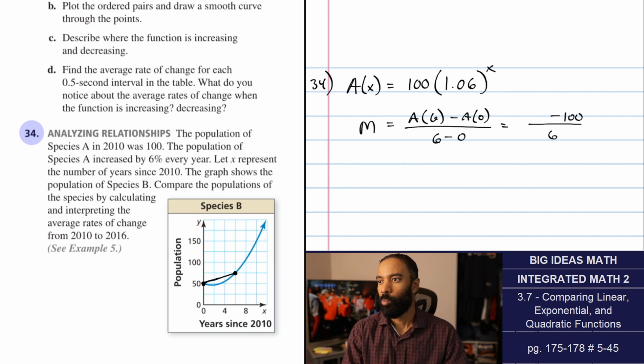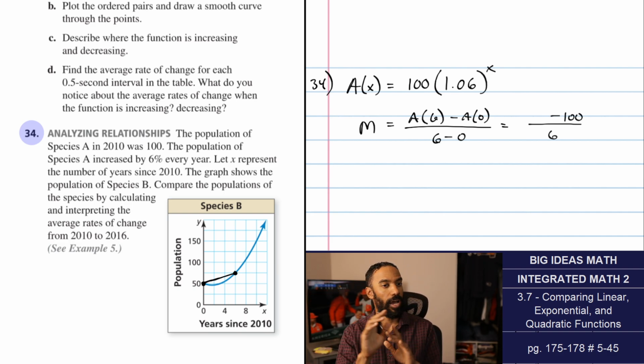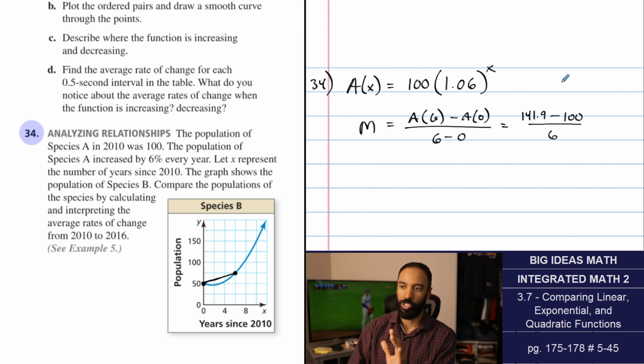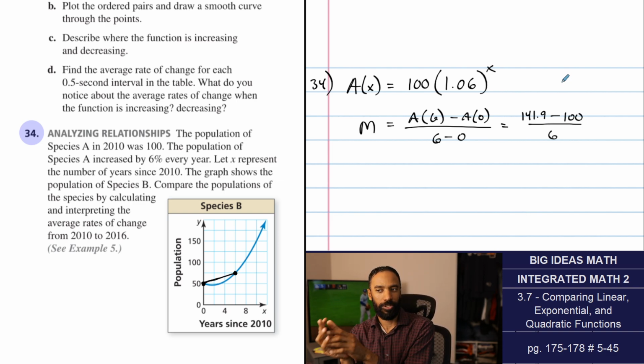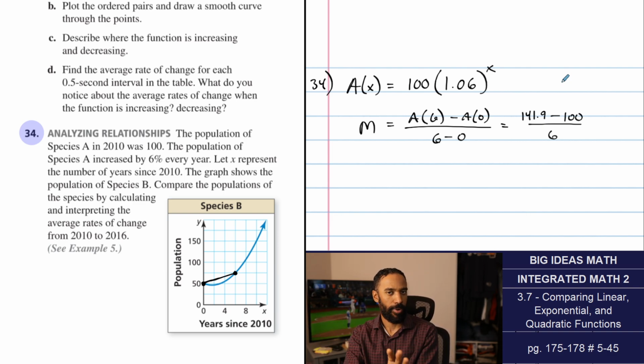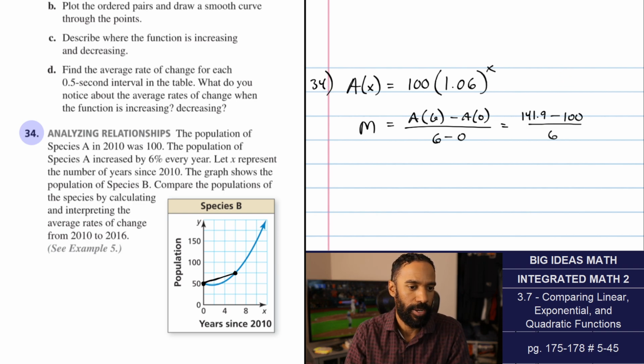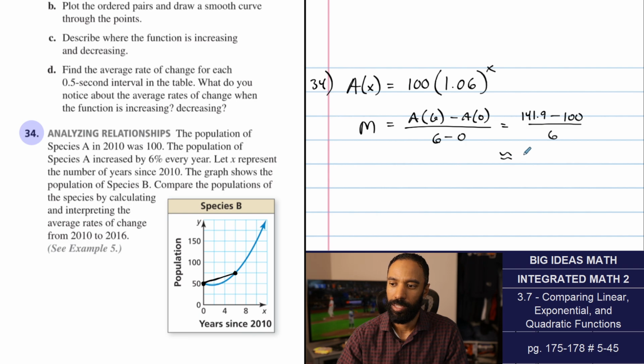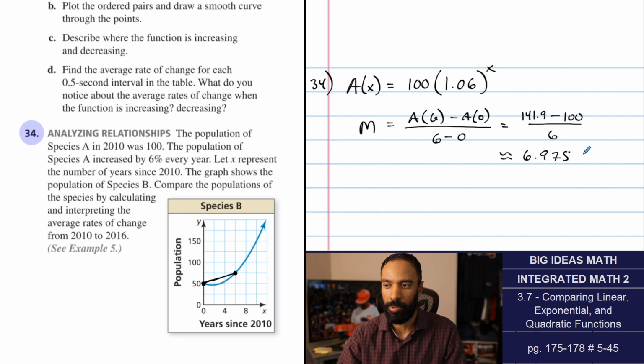And we're going to round. Listen, I'm going to write a rounded value, 141.9. It says 0.8519112. I'm not going to round until I get the division answered. Never round early. So I'm going to subtract 100 and then divide by 6. So divide by 6, I get 6.97. Around 6.975, because I don't know what the other number is going to be yet.